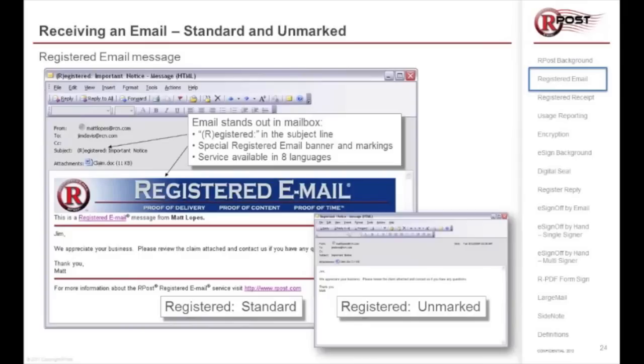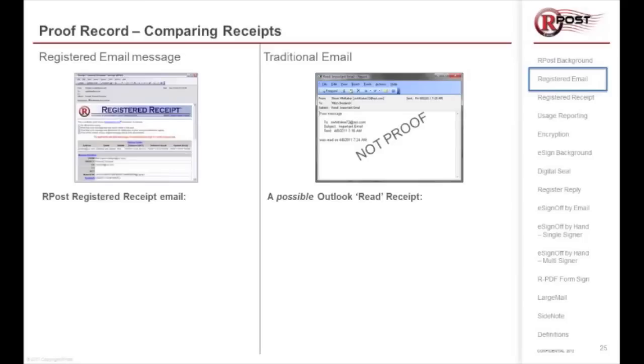Standard has a banner. It makes your email stand out. The receiver does nothing, and you get a receipt. Registered, unmarked, the receiver gets a registered email. You get a receipt, and they are not aware. RPost sends back to the sender the receipt. This is a registered receipt email.